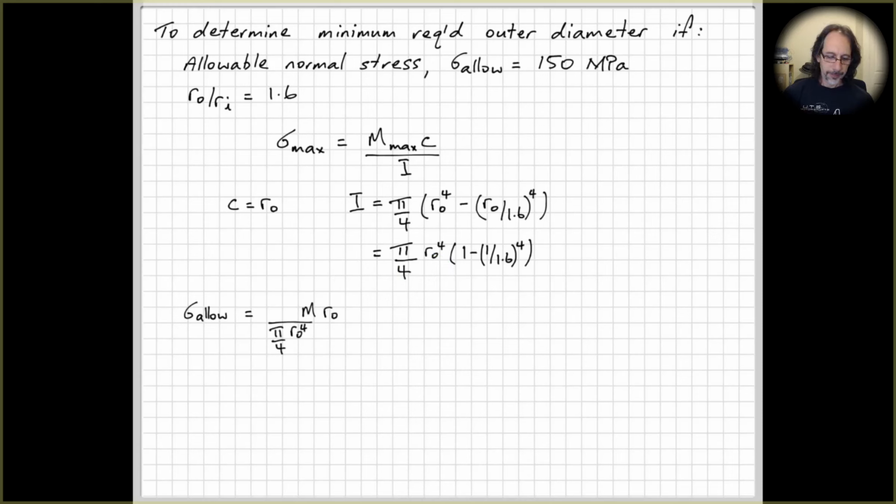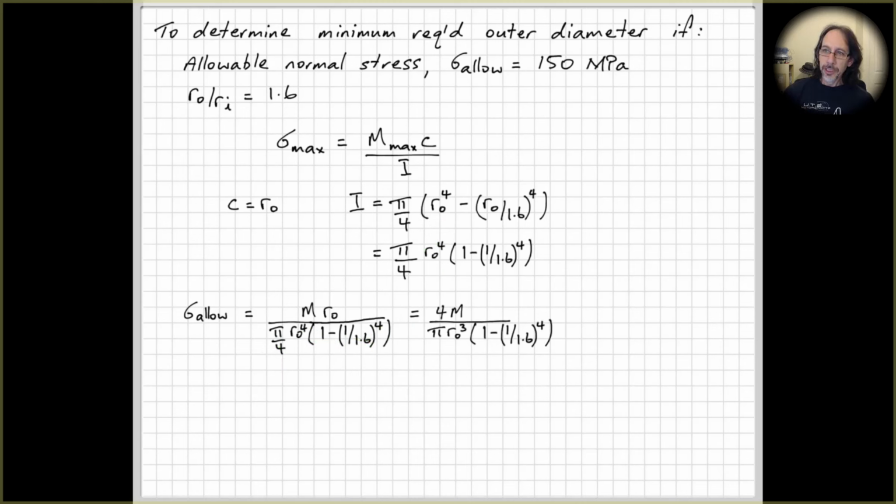All right, so the allowable stress is, so substitute here for our maximum stress now the allowable stress. So we've got the maximum bending moment, the distance from the centroid to the outer fibre is R naught, and then we've got this expression here underneath for pi. Right? So I've just substituted this into here.